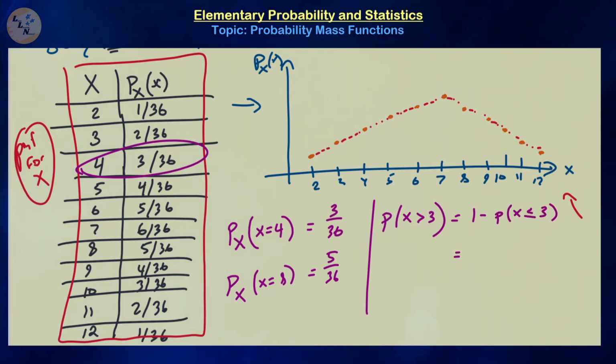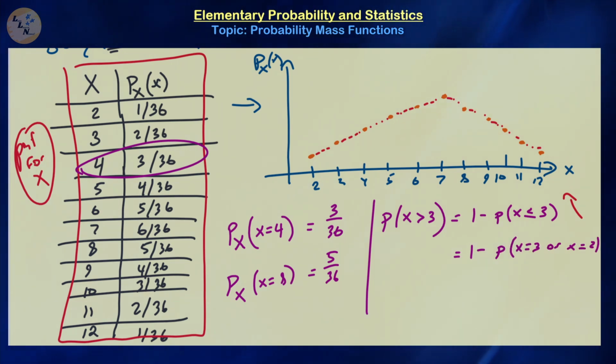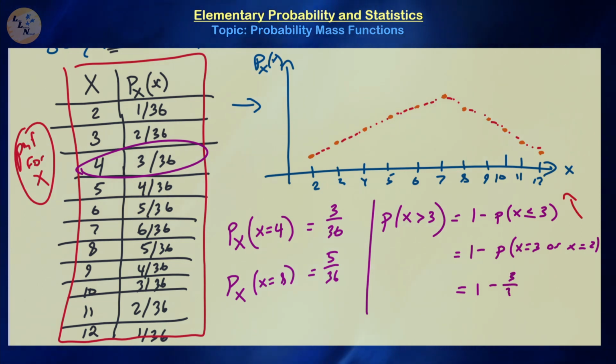So what's the probability that x is less than or equal to 3? That means x must be 3 or 2. So that's going to be equal to, let's just write that out, x is equal to 3 or x is equal to 2. They are mutually exclusive events, so I can just add up those events together. It's going to be 2 out of 36 plus 1 out of 36, which is 3 out of 36.